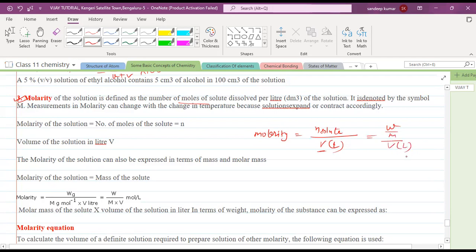But in numericals, they may give you the volume in milliliters. To convert milliliters into liters, we know that 1000 milliliters is equal to 1 liter. Yes or no? So 1 ml is equal to 1 by 1000. So you have to multiply by 1 by 1000, and the 1000 will go to the numerator. So the final formula of molarity is the weight of solute by molecular weight of solute, into 1000 by the volume in milliliters. The SI unit will be mole per liter. Molarity equations you see here.